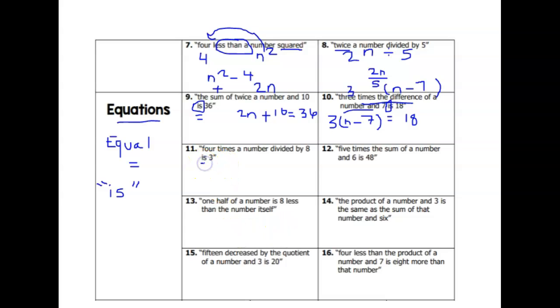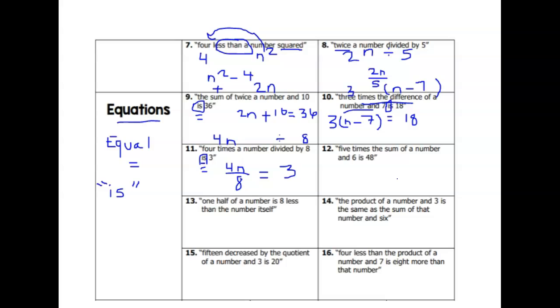Is tells me this is an equal statement, okay? So I got an equal statement. I got 4 times means multiplication. I'm multiplying by n and then dividing it by 8. So I have 4n divided by 8 is 3. Miss Bennett's going to write it as a fraction. 4n over 8, which is the same as divided by, equals 3.